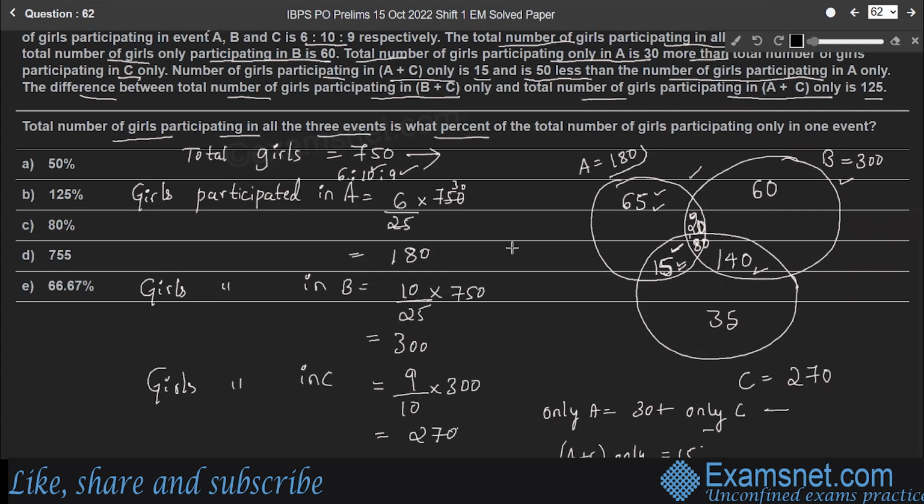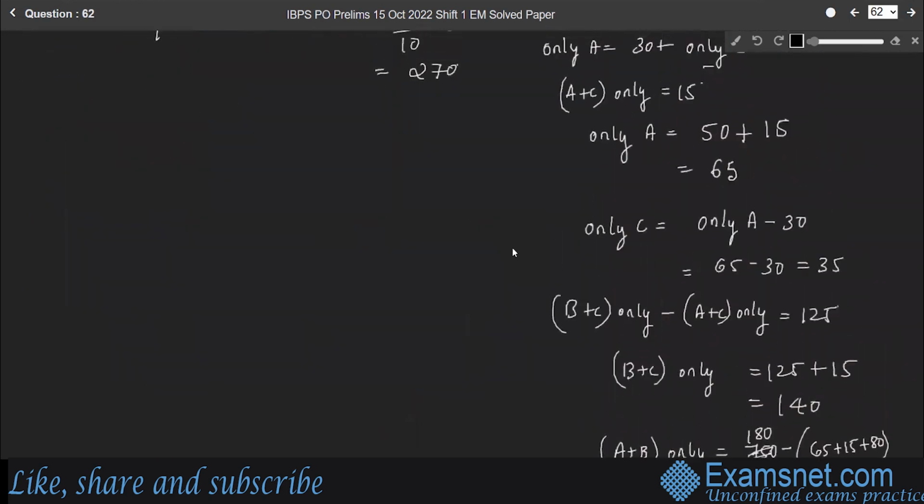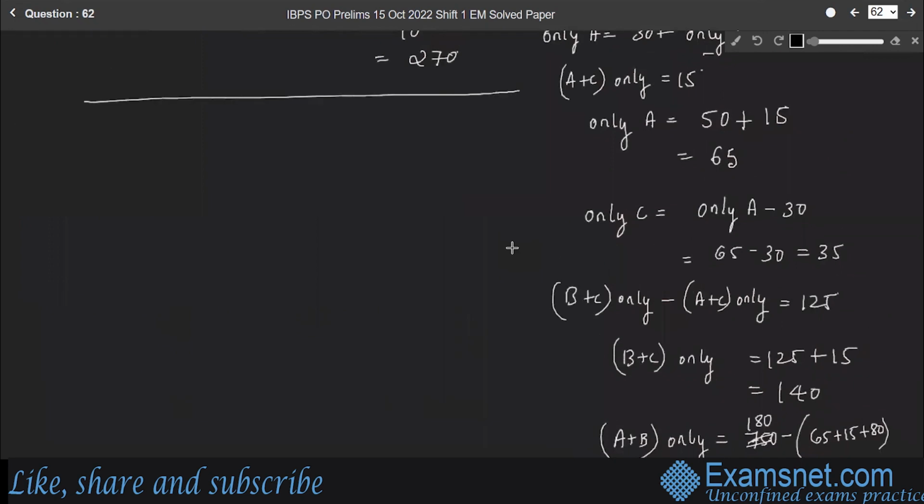total number of girls participating in only one event? So 80 girls participated in all the three events, which is what percent of total girls participating in only one event? So there are 65 plus 60 plus 35 girls participated in only one event. Therefore, here we'll consider the actual answer for Question 62.